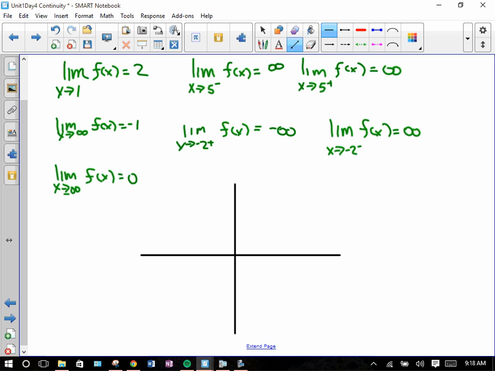Alright, so the first thing that I'm doing is seeing what points I need. I have 5, I need to put 1 on there, I need to put -2 on there, and that's it for the x points, other than infinity and -infinity. So I'm going to put 1, 2, 3, 4, 5, and 6, then 1, 2, 3, 4, 5 on the other side.